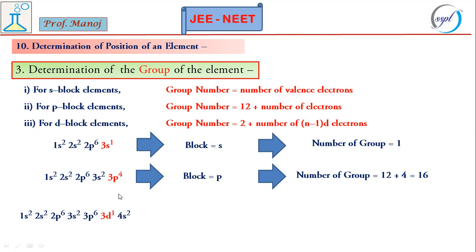फिर से डी के लिए थोड़ा कॉशियस रहना पड़ेगा, 3D है तो ब्लॉक डी. So the number of the group is, you can see, 2 plus the number of electrons. So that is 2 plus 1, 3.